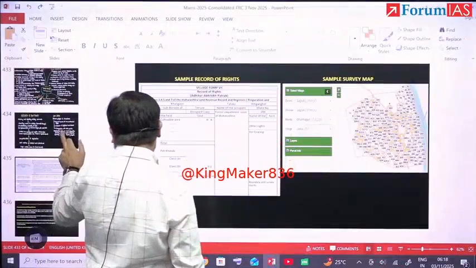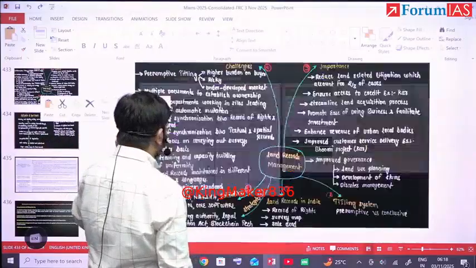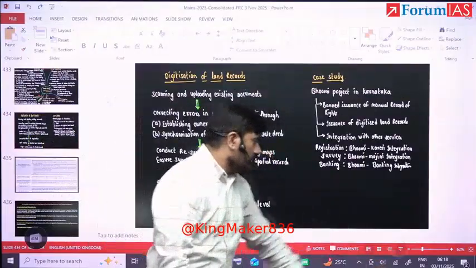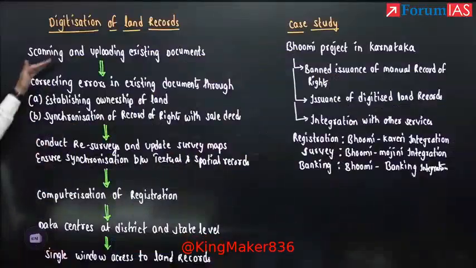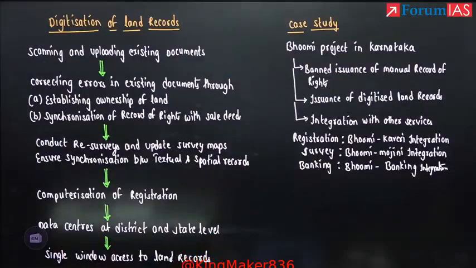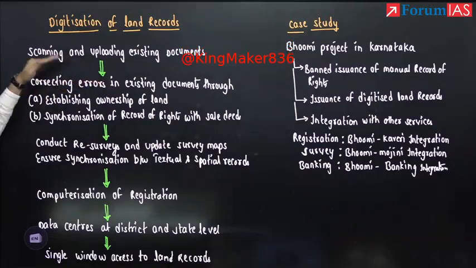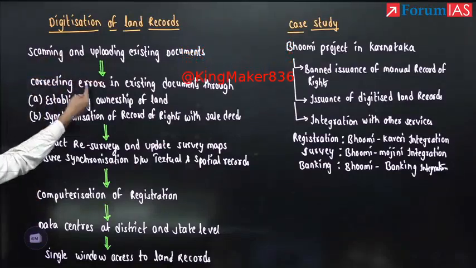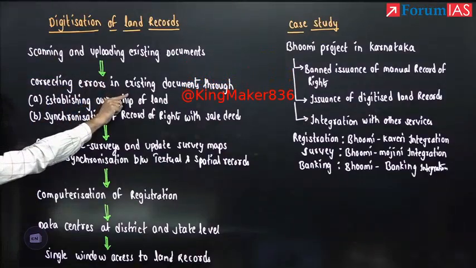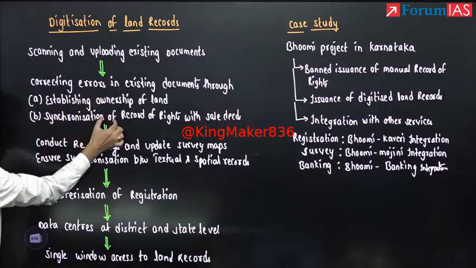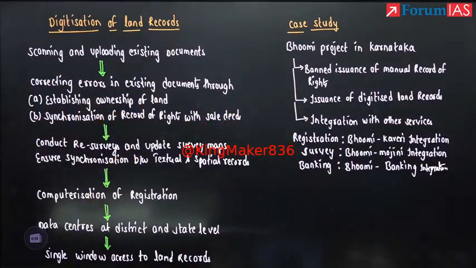please look at this. Okay. Start from here. Digitization of land records. This is the process. Scanning and uploading existing documents. After you upload the existing documents, you have to correct the errors in the existing documents. For that, you have to establish ownership. You have to have synchronization between record of rights and sale deed.